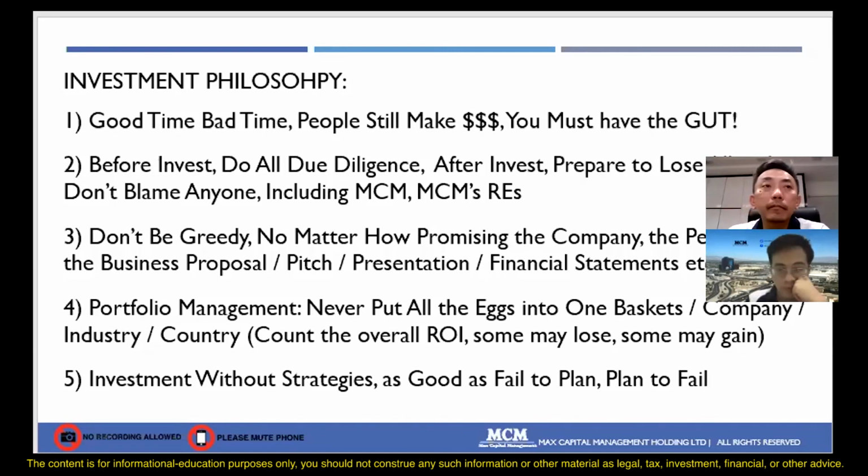And number 5, investment without strategy: fail to plan is equal to plan to fail, right? So always plan it well, do it well, especially right now. Despite the market being a bit soft, there are some good opportunities that will show their face a little bit. You must be able to grab it when it comes, right? So you have to always be ready to invest in those companies.